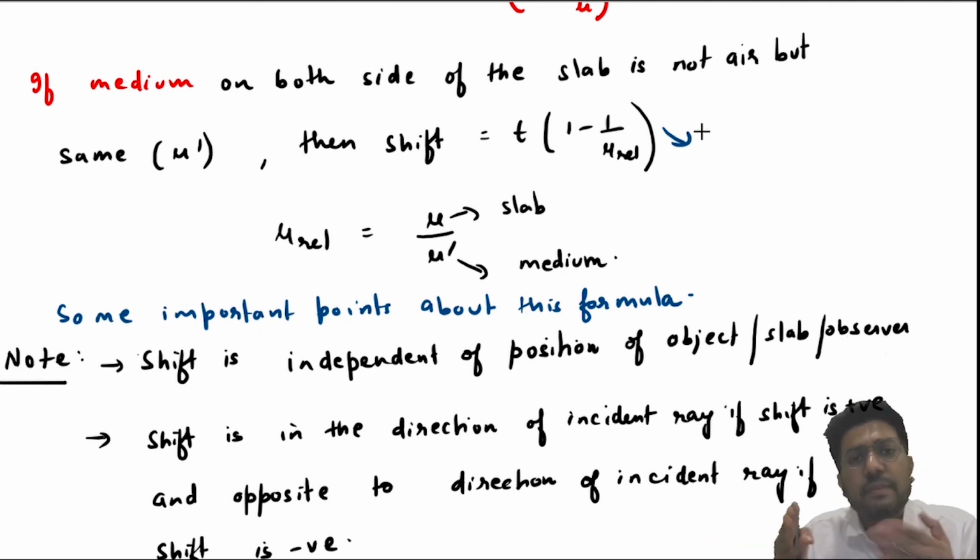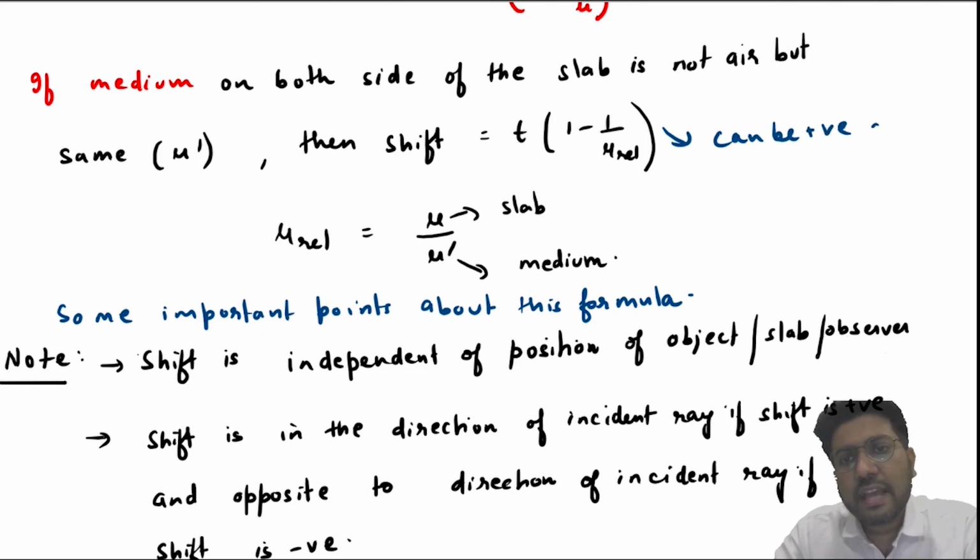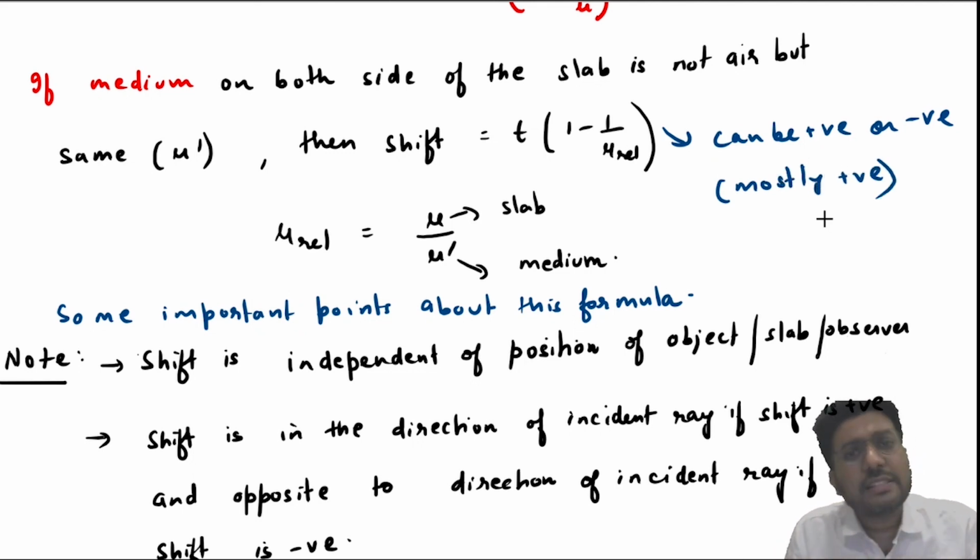For a glass slab in air it will be positive only, but for any other medium it might come out to be negative. So shift can be positive or negative, but it is mostly positive. In a normal situation it will be positive, but in an exceptional situation it might come out to be negative also.